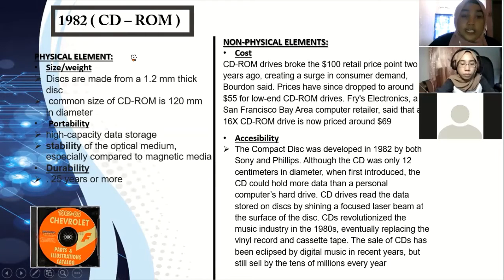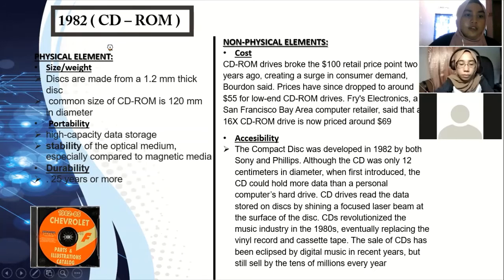CD-ROM is a prepressed optical compact disc that contains data. A computer can read but not write to or erase CD-ROMs. CD-ROM is a type of read-only memory. It means CD-ROM can read the memory only.